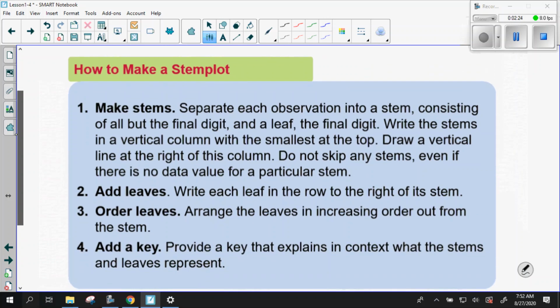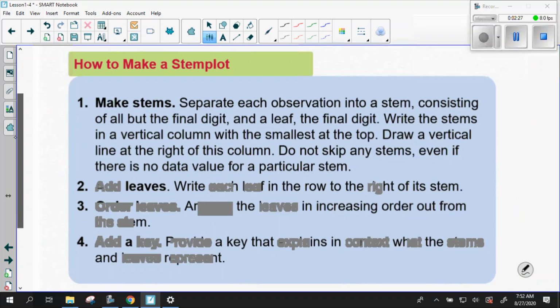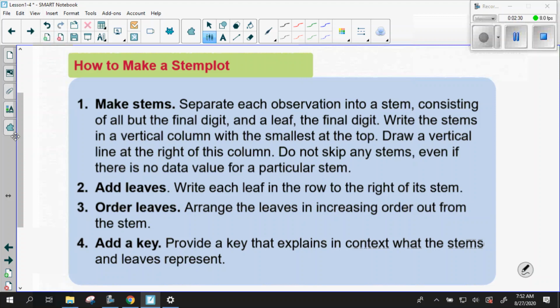Here are some steps for how you would go about making a stem plot. If you want to pause it and put this in your notes, you can. I'm going to go through these steps as we create a stem plot together. Steps 2 and 3, we'll probably do all at once, putting them in the correct order. And then always add a key. Remember, if you don't add the key, it's not right. We'll go through all these steps as we work an example in a little bit.